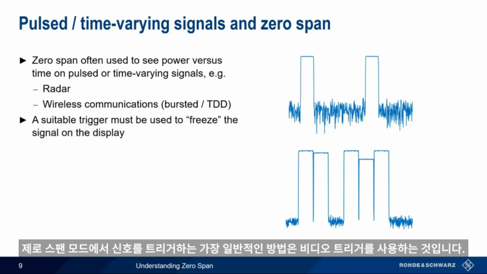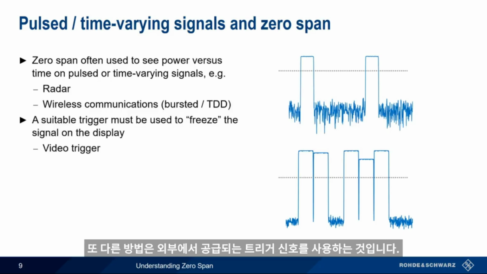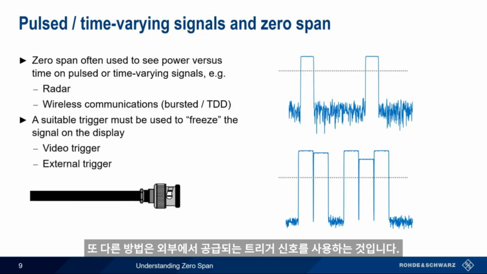The most common way to trigger on signals in zero-span mode is using a video trigger. A video trigger defines a level which, when crossed, causes the instrument to trigger. Another common method is using an externally supplied trigger signal.